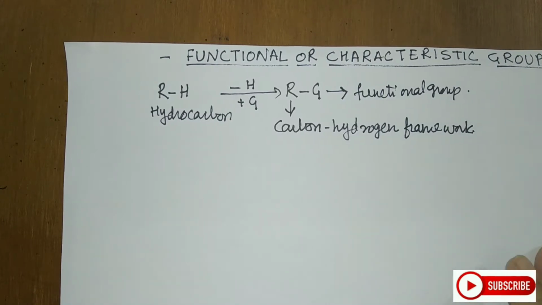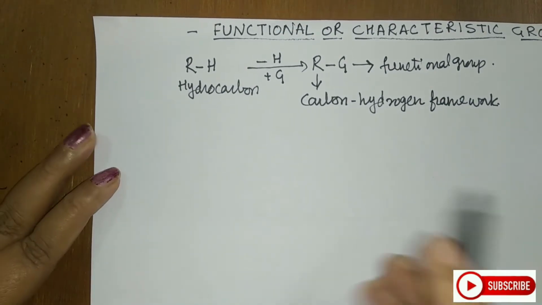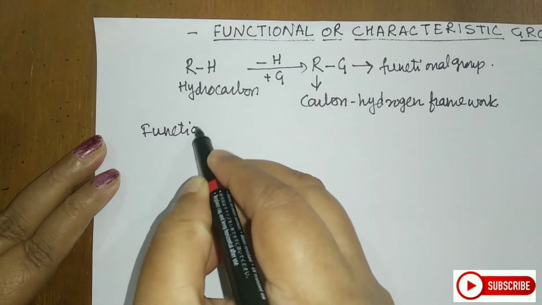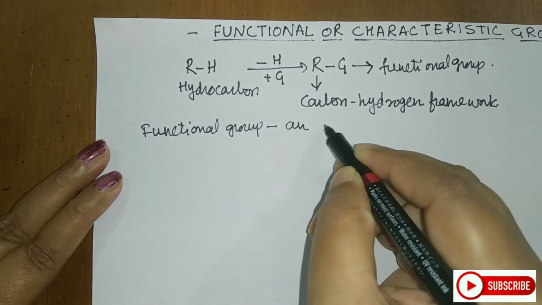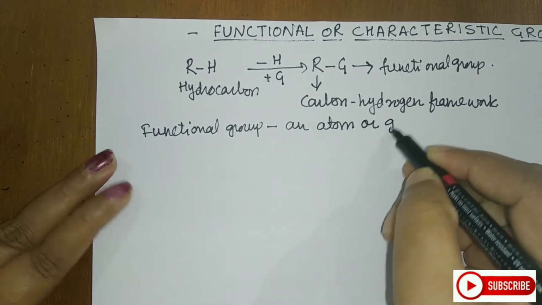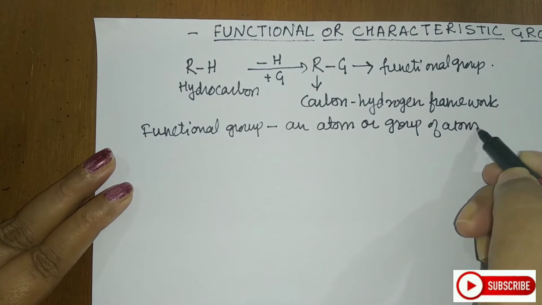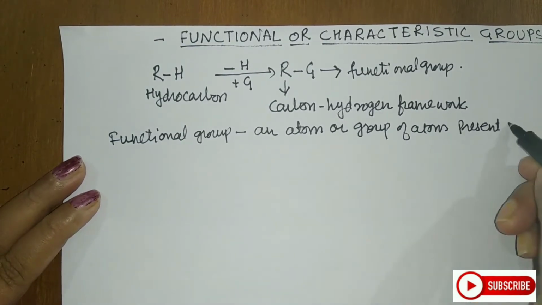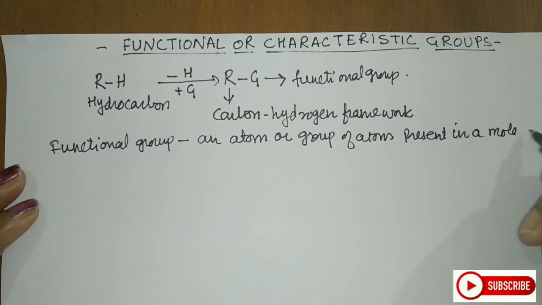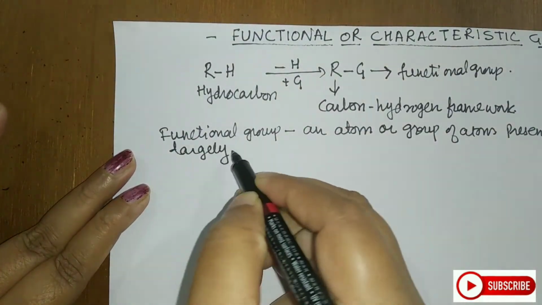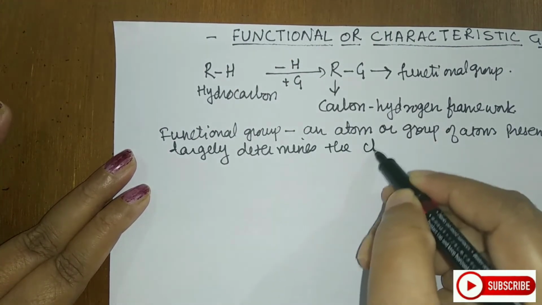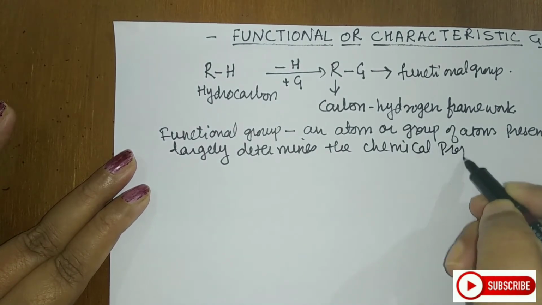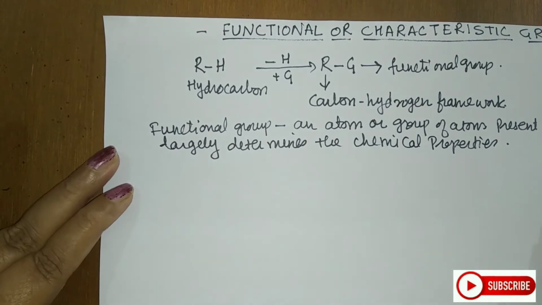So what is a functional group, students? Let us define the functional group. A functional group can be defined as an atom or group of atoms present in a molecule which largely determines the chemical properties. So this is a functional group.